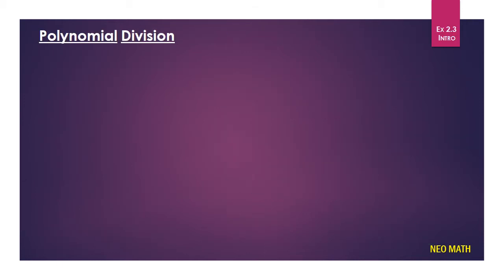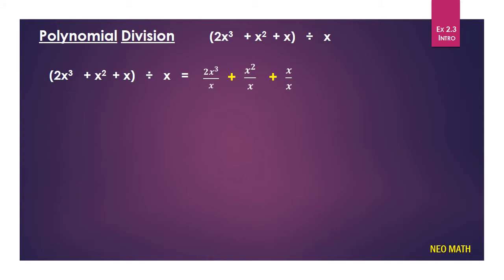Let us divide the polynomial 2x cube plus x square plus x by the monomial x. So 2x cube plus x square plus x, the whole divided by x. So we get 2x cube by x plus x square by x plus x by x. 2x cube by x we get 2x square, plus x square by x we get x, plus x by x we get 1.